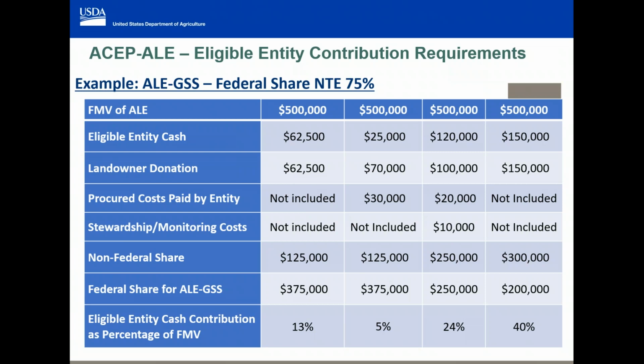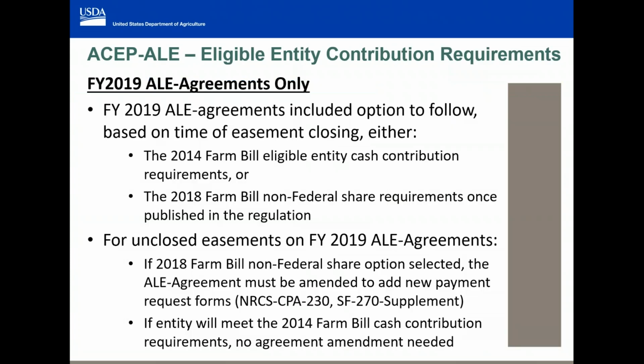So this is another set of examples. This one is for GSS. Won't linger too long on this, except just to point out that, as you can see in the next to last row, the federal share is higher for these because on GSS, the federal share is limited to 75% of the fair market value. And again, if you look at that third column, you can see a situation where, although the federal share could have been higher in order to get to 75%, it's limited by the non-federal share of the easement contribution. Okay, next slide, please.